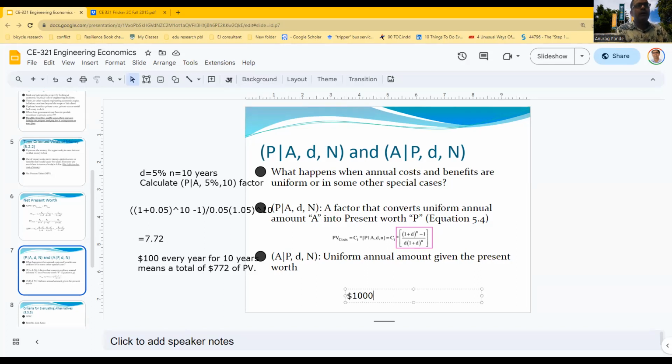But let's say you have $1,000 of initial investment, and you want to figure out, at a 5% discount rate, what's the uniform annual cost? What's the equivalent uniform annual cost?